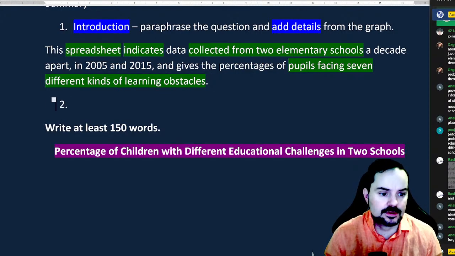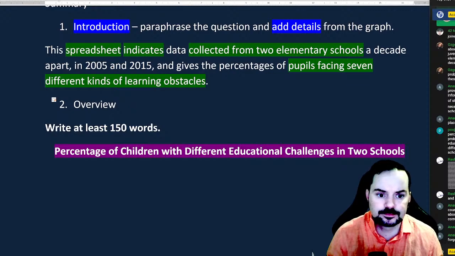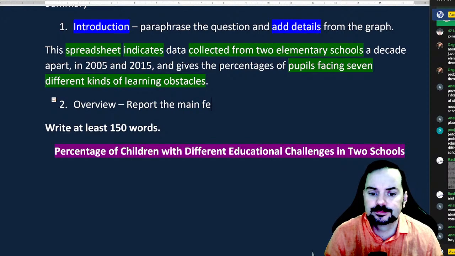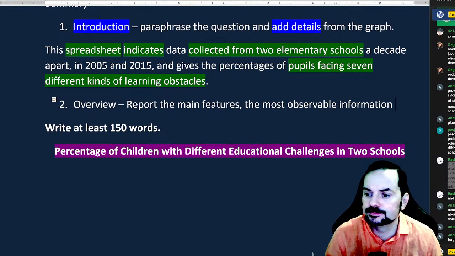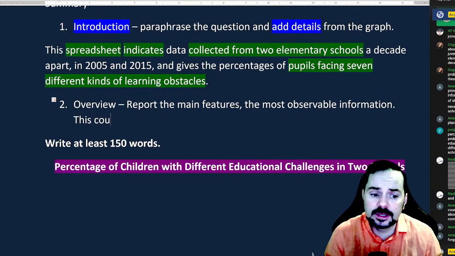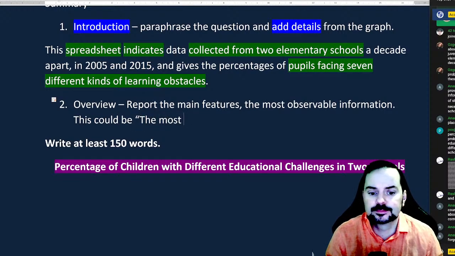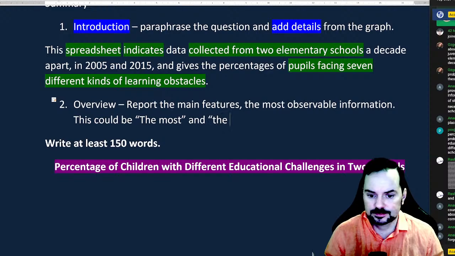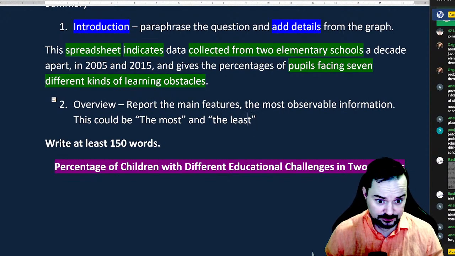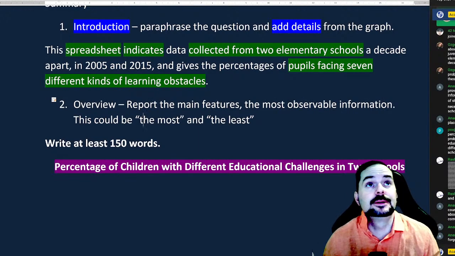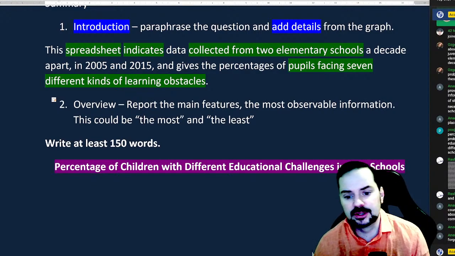So for the overview, what you want to do is report the main features. The most observable information. This could be the most and the least. Okay, but not always. So don't just get stuck on had the most, had the least. It's very common for students to do this, had the most, had the least.